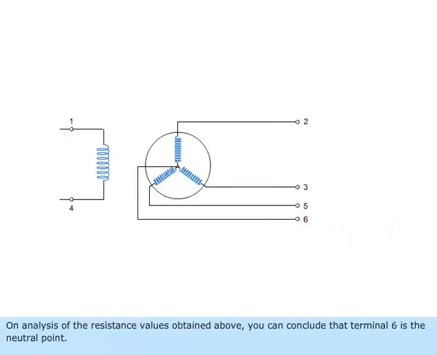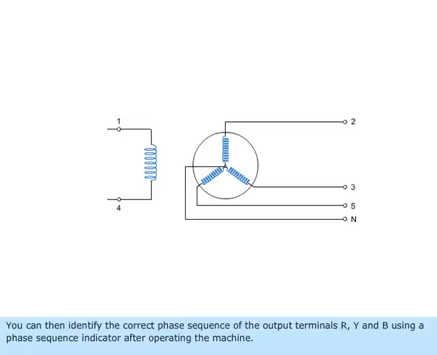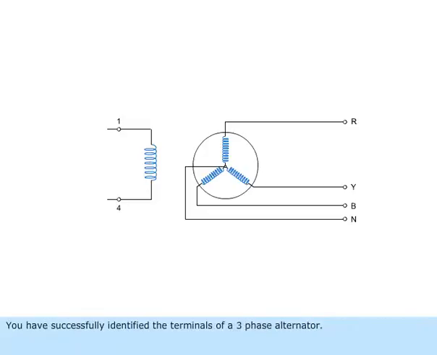On analysis of the resistance values obtained above, you can conclude that terminal 6 is the neutral point. You can then identify the correct phase sequence of the output terminals R, Y and B using a phase sequence indicator after operating the machine. You have successfully identified the terminals of a three-phase alternator.